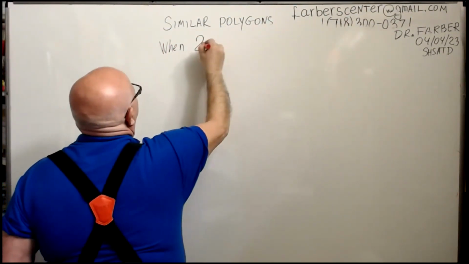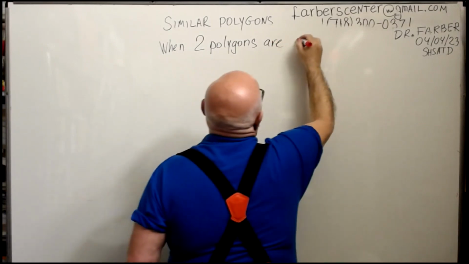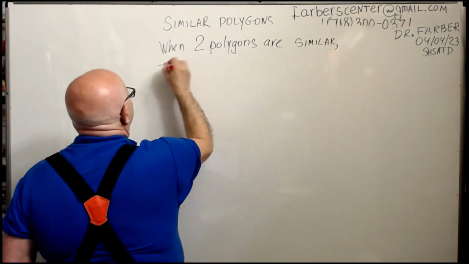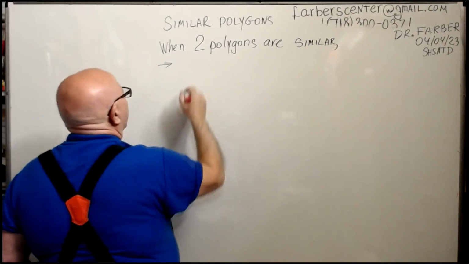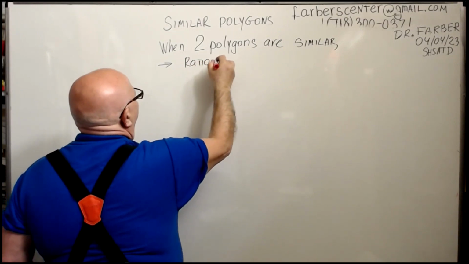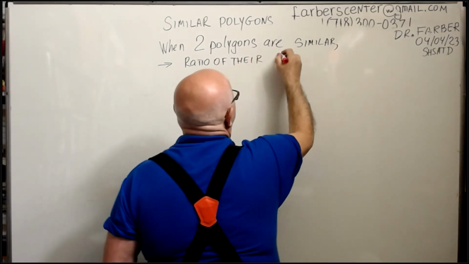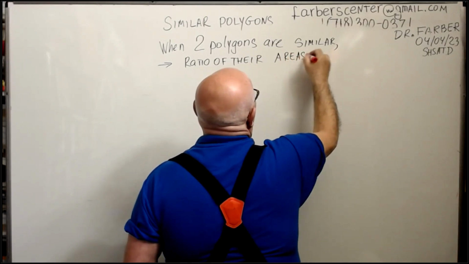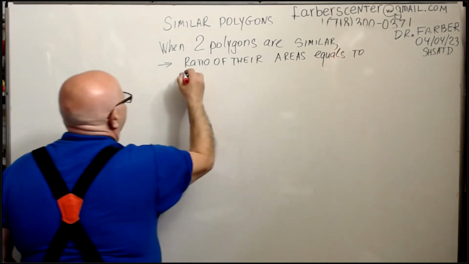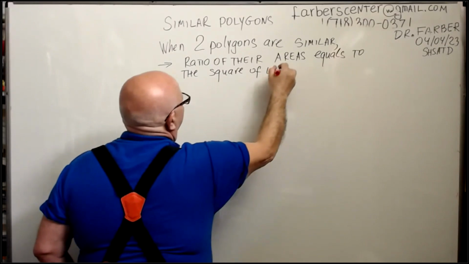Okay, if you don't have questions, write it down. When two polygons are similar, then the ratio of their areas equals the square of the linear ratios.